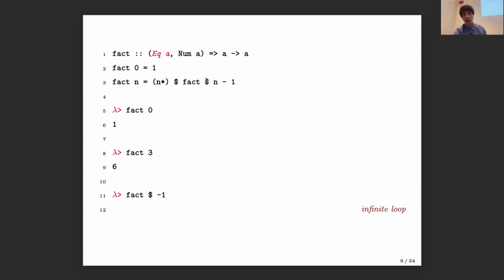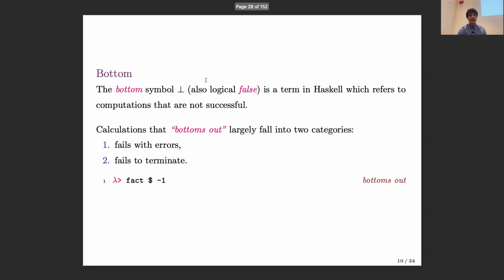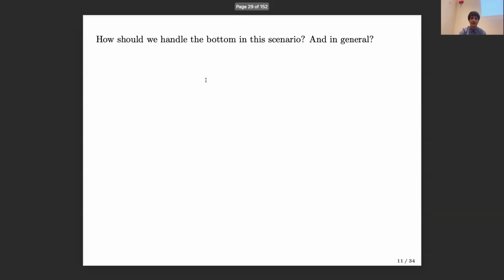So we're going to use that synonymously in this class: bottoming out and infinitely looping. The bottom symbol is the same symbol I was taught to use for false, this upside down T, upside down true, because it's sort of on the bottom. The bottom symbol is a term in Haskell which refers to computations that are not successful. Calculations that bottom out fall into two categories: failing with errors or failing to terminate. This is called bottoming out.